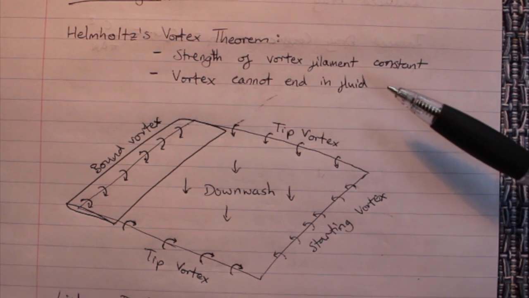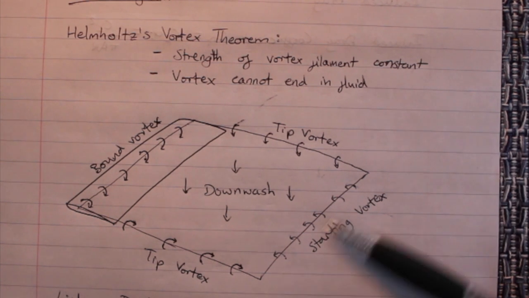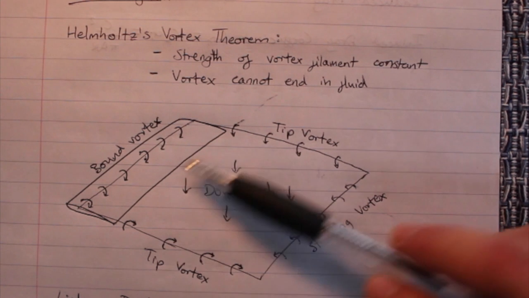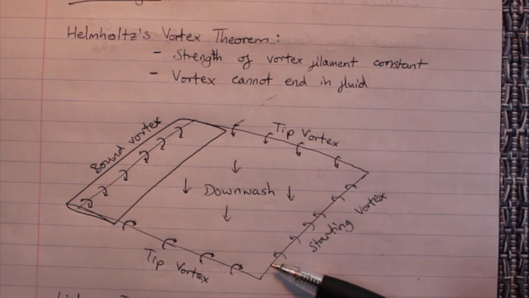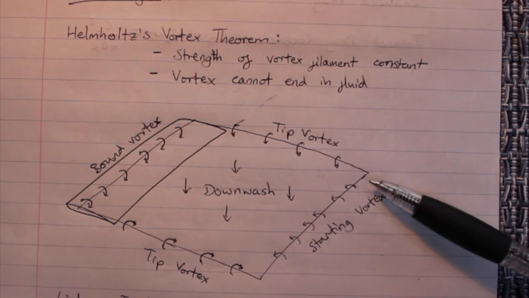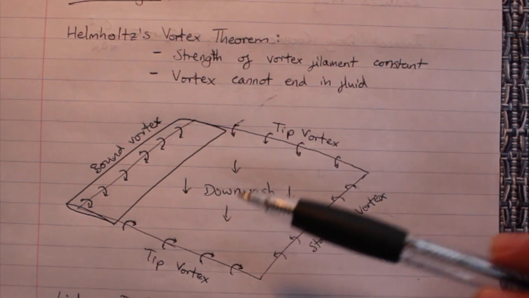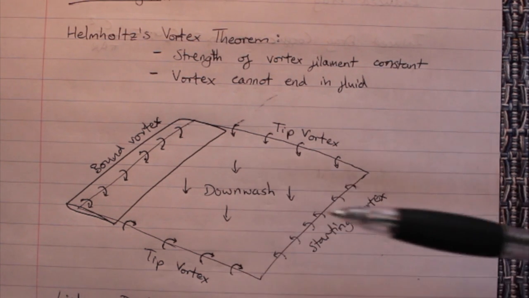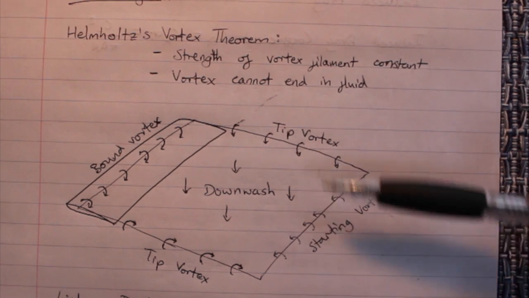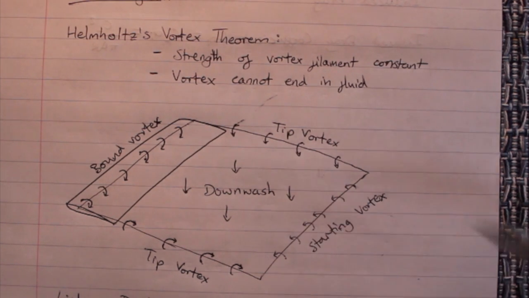So this requirement can be satisfied by having the starting vortex here, which follows the trailing edge of the wing, these being the tip vortices, and here having the starting vortex, which of course is going to create an overall downward motion in the centre of all of these as they're all twisting inward, and this is known as downwash.